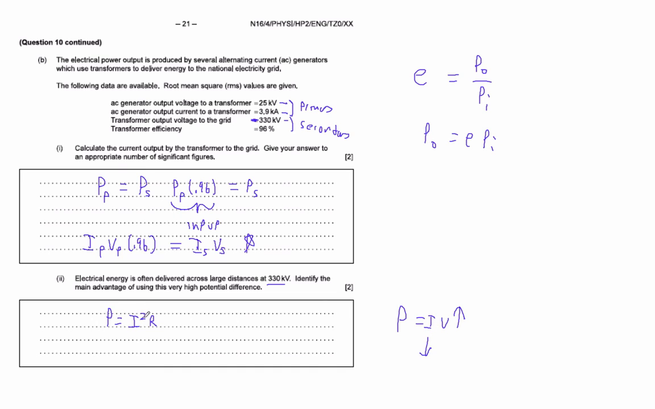And then two, it reduces the power loss because power loss is I squared R. In fact, it's a huge difference. If you can cut the current in half, it's 1/4 of the power lost. So anyway, all right.